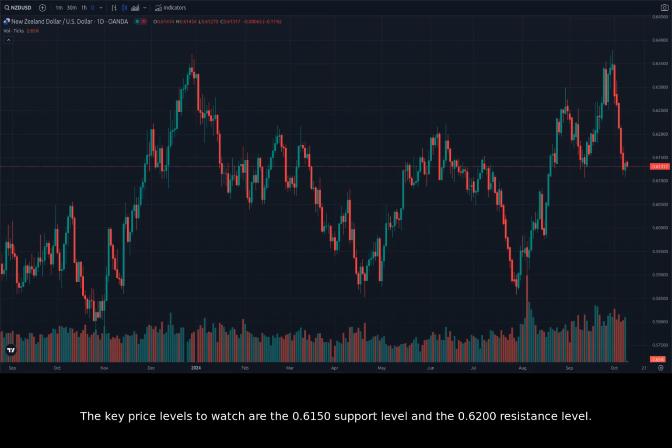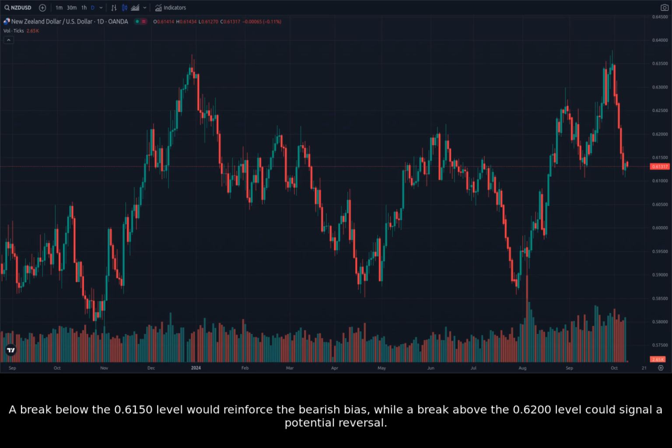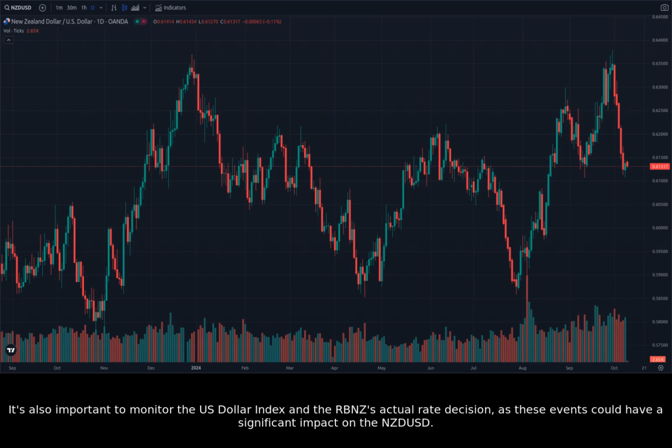The key price levels to watch are the 0.6150 support level and the 0.6200 resistance level. A break below the 0.6150 level would reinforce the bearish bias, while a break above the 0.6200 level could signal a potential reversal. It's also important to monitor the US dollar index and the RBNZ's actual rate decision, as these events could have a significant impact on the NZDUSD.